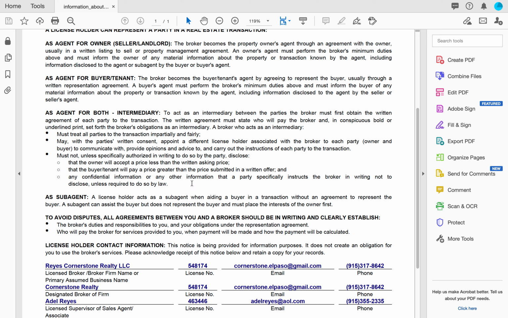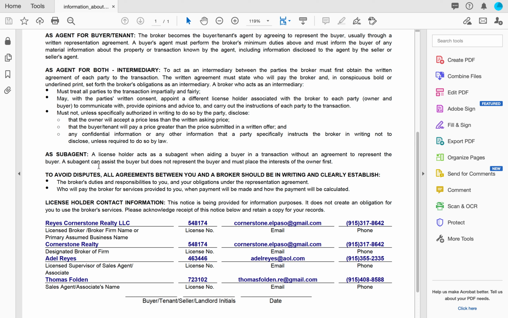May, with the parties' written consent, appoint a different license holder associated with the broker to each party, owner and buyer, to communicate with, provide opinions and advice to, and carry out the instructions of each party to the transaction. This means that somebody else from our brokerage will step in and be able to act as agent for the other person. Okay? Must not, unless specifically authorized in writing to do so by the party, disclose that the owner will accept a price less than written asking price, can't do that, that the buyer tenant will pay a price greater than the price submitted in a written offer, can't do that. Any confidential information or any other information that a party specifically instructs the broker in writing not to disclose unless required to do so by law, so can't do that.